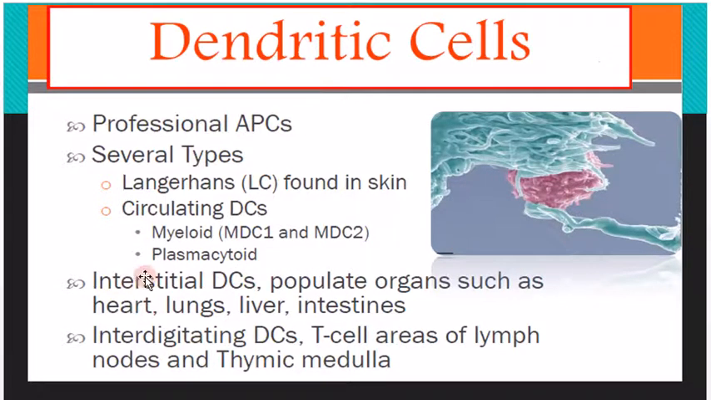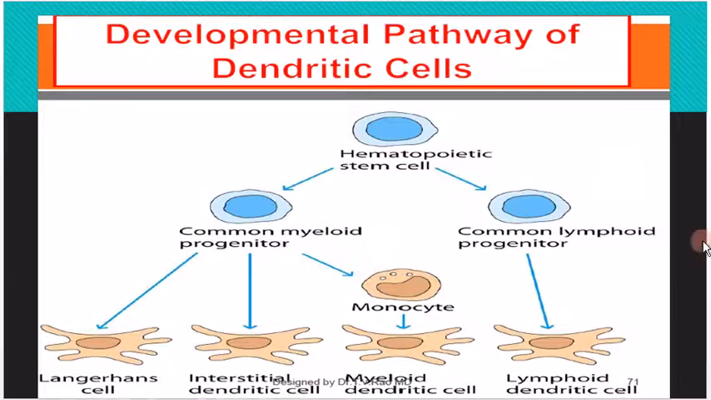plasmacytoid are some of the cells that are called dendritic cells. It keeps on moving from one place to another, and it becomes functional only when it is required. So now we are going to tell the development pathway of the dendritic cell.